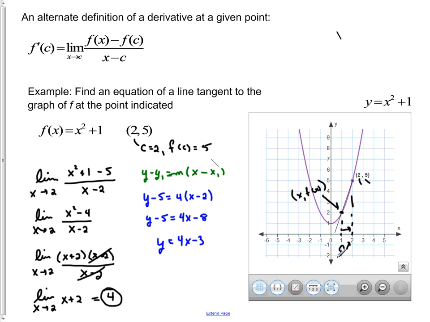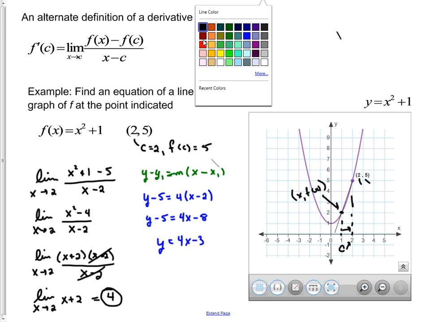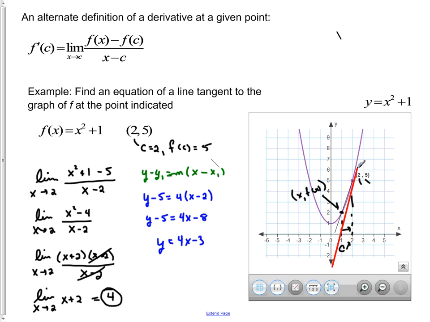And so it turns out that the line that we're actually interested in, our tangent line, will have a slope of 4 and pass through the point (0, -3). y equals 4x minus 3. That's our line right there. Okay, so not too bad.